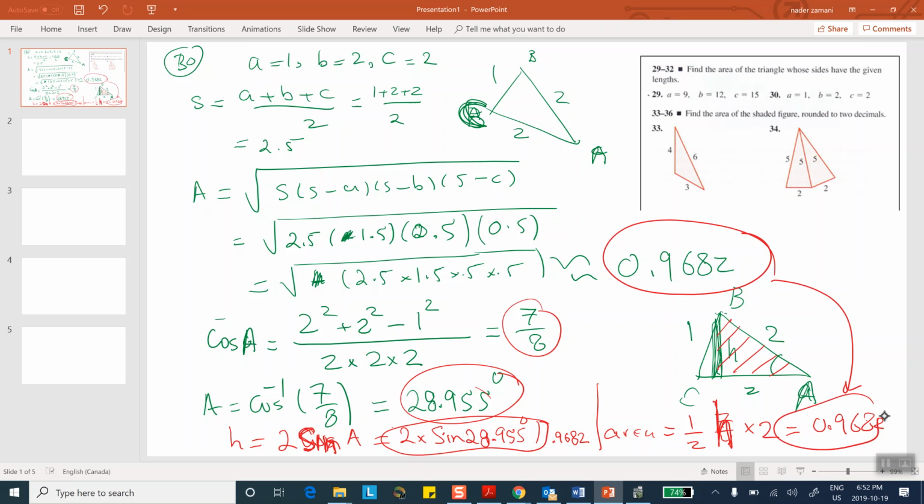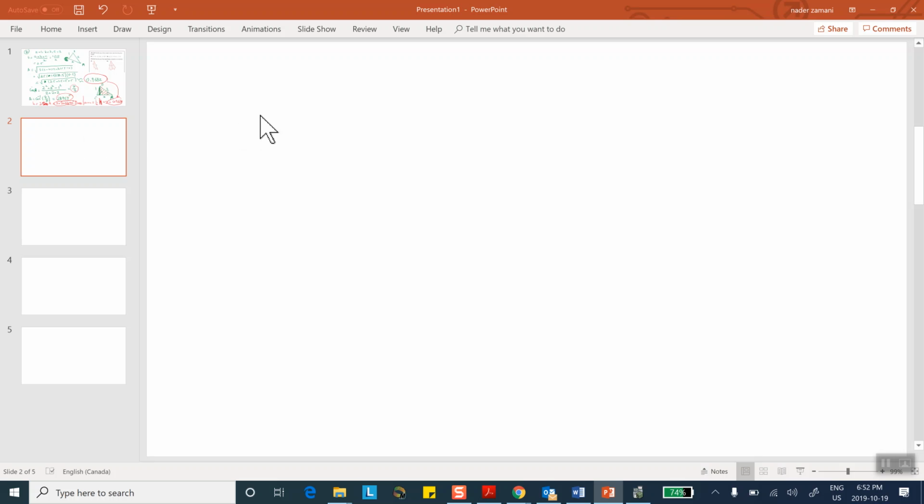This is how I would have done it, but it's up to you for the test, or homework, or the quiz. So let's go and do these other problems. Number 33, find the area of the shaded figure. Okay, so 3, 4, 6. So this is problem 33.